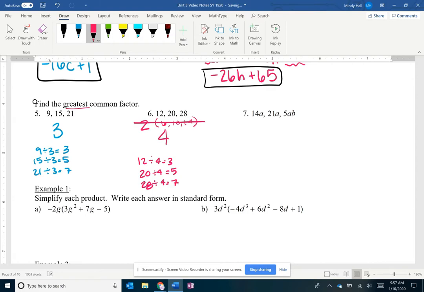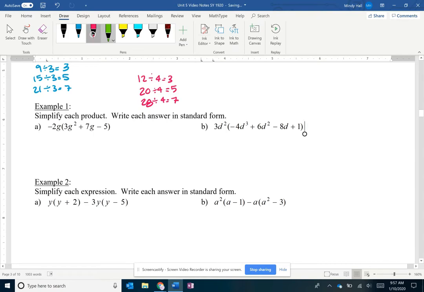Okay, so then with 7, we have 14a, 21a, and 5ab. Looking at the numbers, 14, 21, and 5, 5 is prime, so I actually can't take any numbers out at all. However, these all share an a, so my greatest common factor would just be a, because then you'll be left with 14, 21, and 5b afterwards.